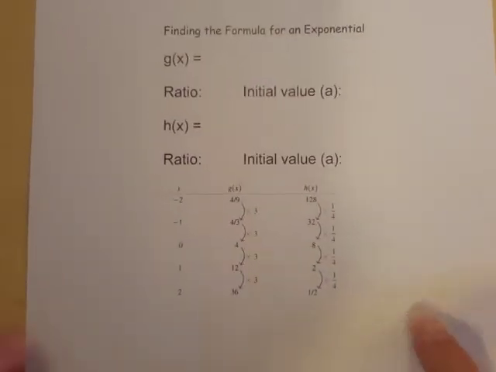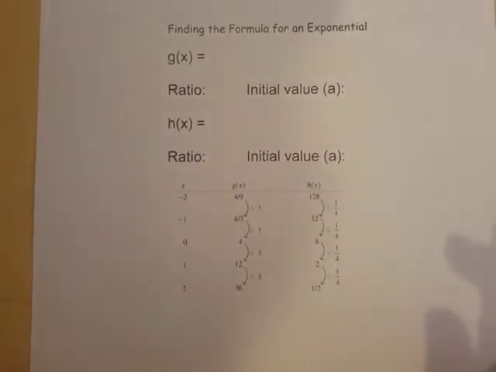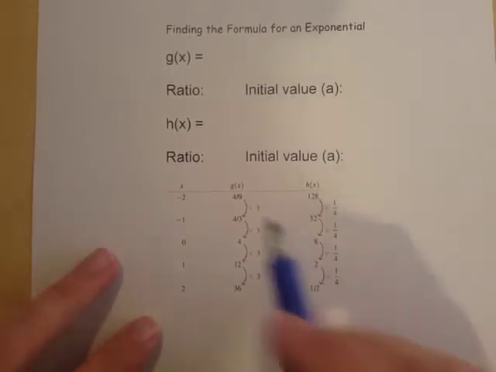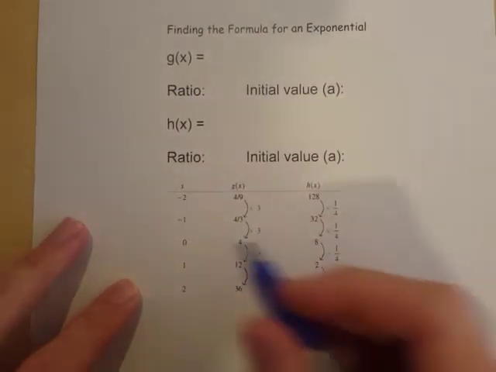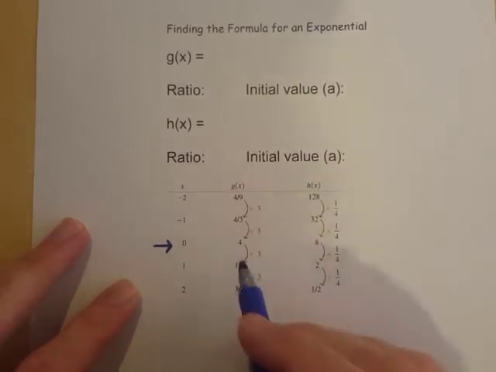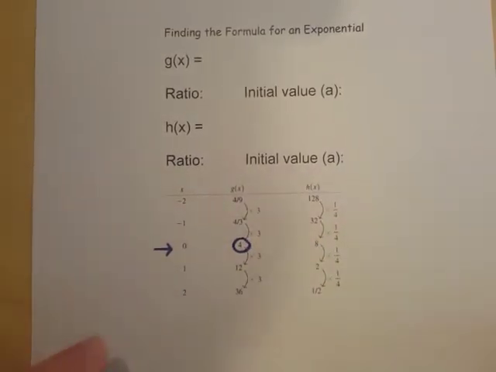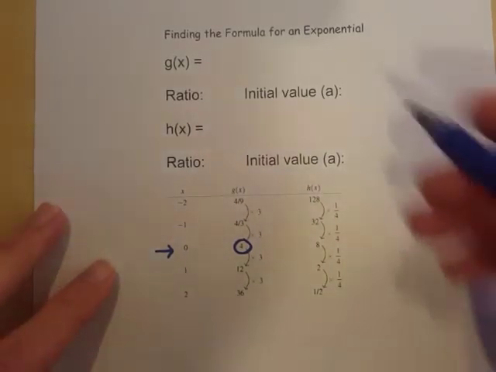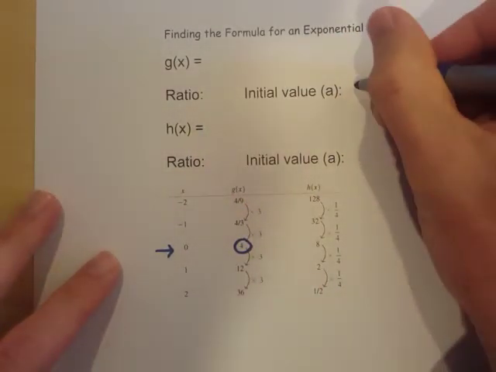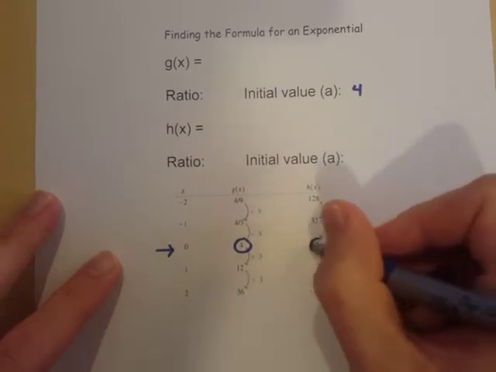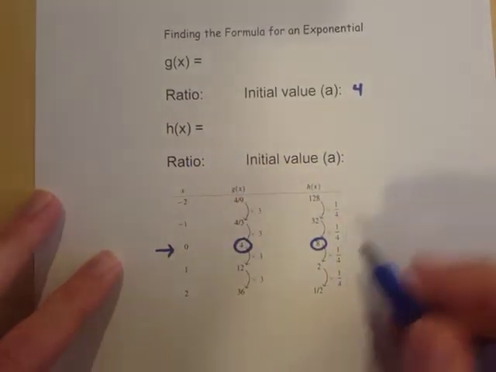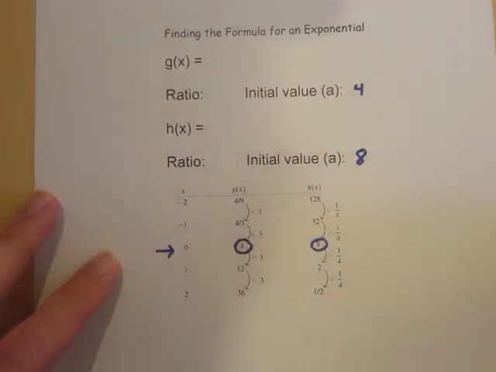So here's the same table. Just now we've got the functions ready to go. Let's start with g of x. As I mentioned, when we look at 0, we are finding the y value that's associated with 0. So the initial value for g of x is going to be 4. The initial value for h of x in this case is going to be 8.